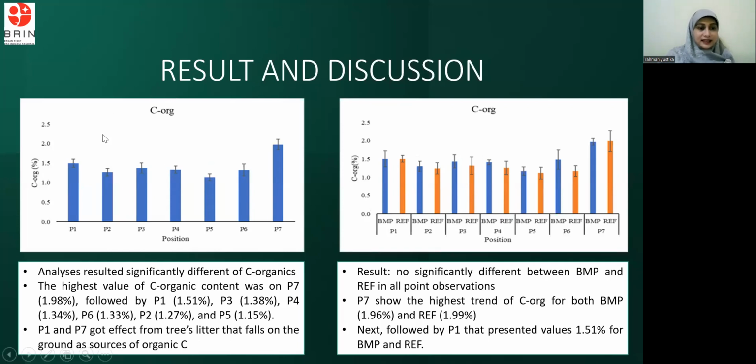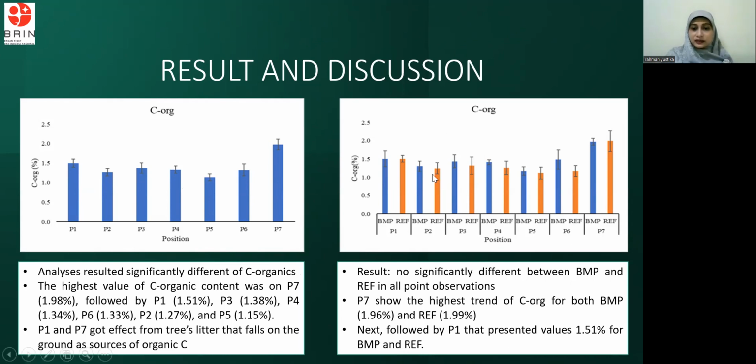Based on the transect analysis, C organic was significantly different. The highest value of C organic content was at 0.7, followed by 0.1, 0.3, 0.4, 0.6, 0.2, and 0.5. Points 0.1 and 0.7 were affected by tree litter that falls on the ground as a source of organic carbon.